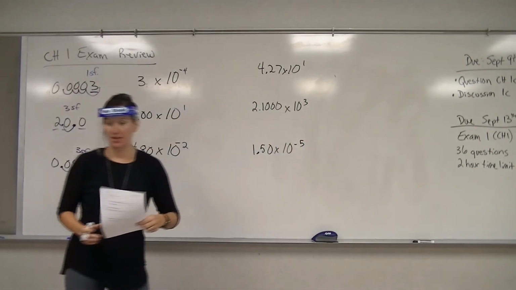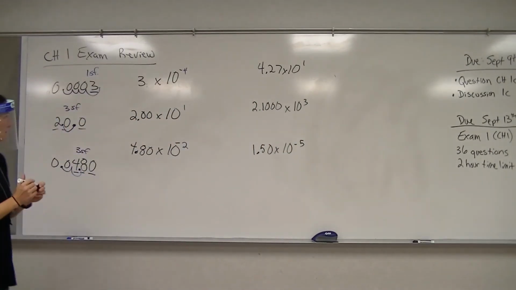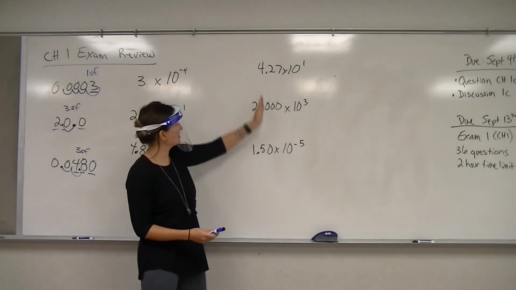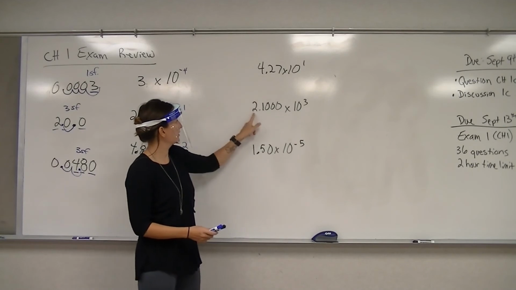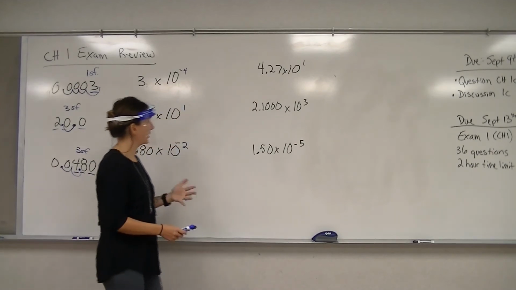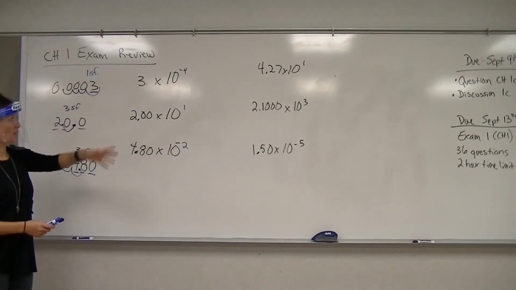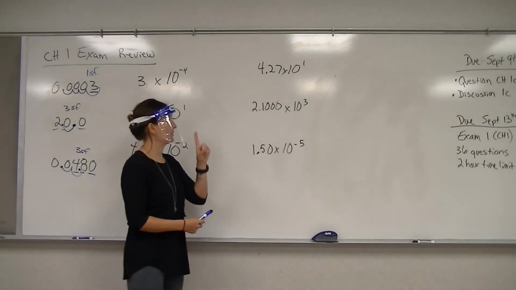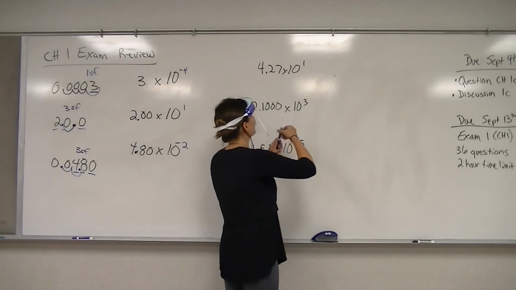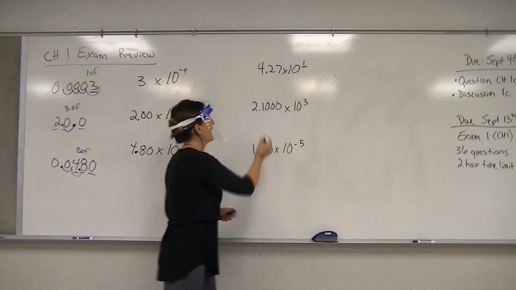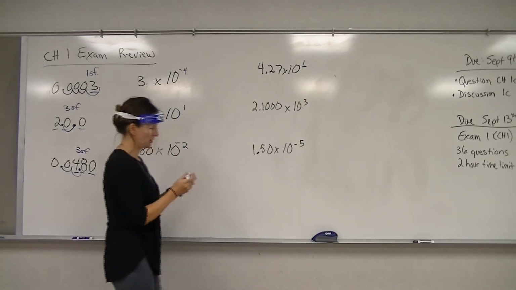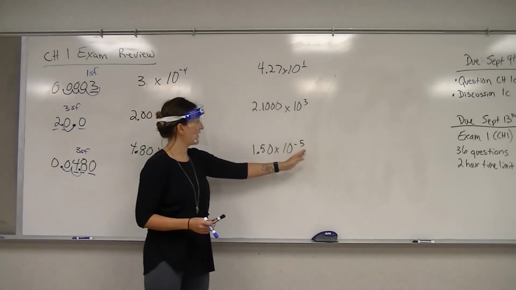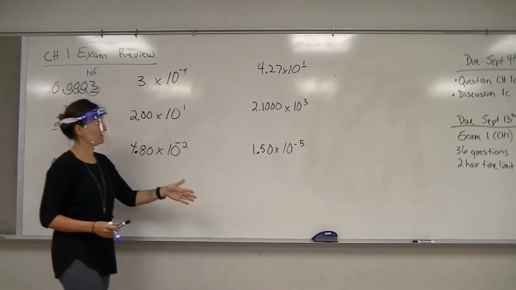All right, so let's put these in normal notation. Notice they're all in scientific notation, they all have just one number to the left of the decimal. Let's start with the top one: 4.27 times 10 to the first power. This exponent tells us how many times we're going to move that decimal. If it says 1, we move the decimal once. If it says 5, we move that decimal 5 times.